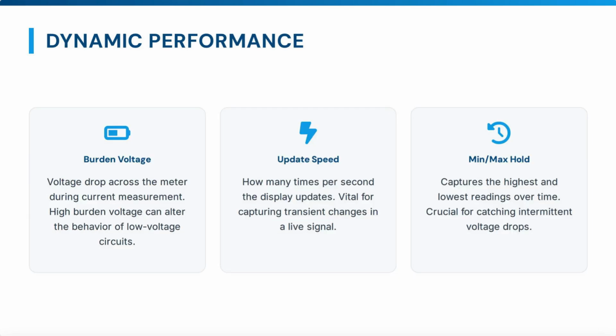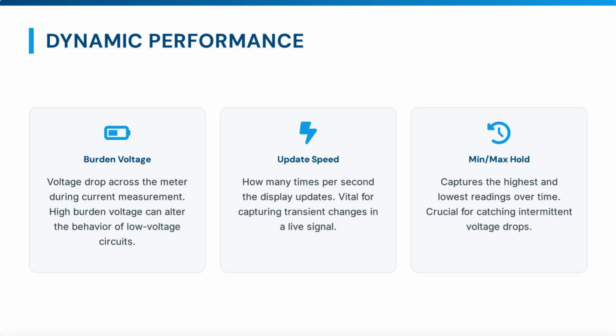The image outlines three key dynamic performance metrics for digital multimeters or electrical testing meters: burden voltage, update speed, and min/max hold. Key metrics explained. Burden voltage: the voltage drop across the meter when measuring current. High burden voltage can alter or disrupt the behavior of sensitive low-voltage circuits.